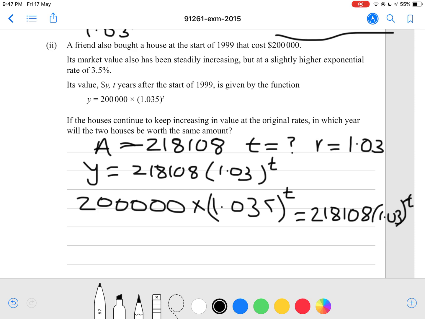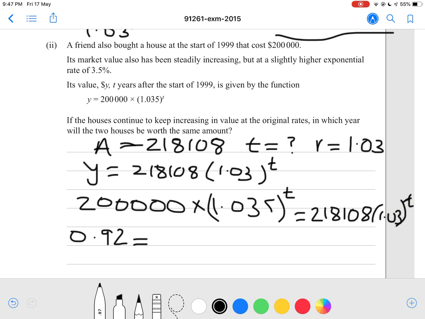Okay, so first, we want to move the 200,000 and the 218,108 to one side, and the two rates to the other side of the equation. So we're going to say 200,000 divided by 218,108. That gives us 0.9, we round to 0.92. So we're going to move 1.035 to the power of t to the other side.